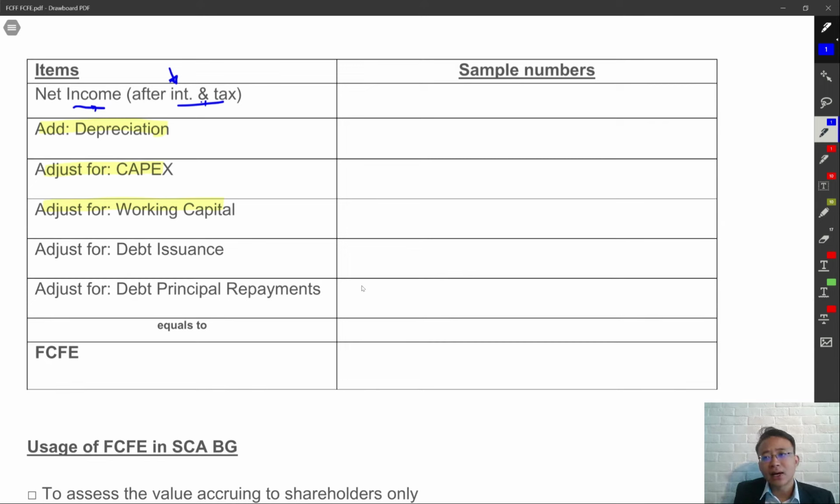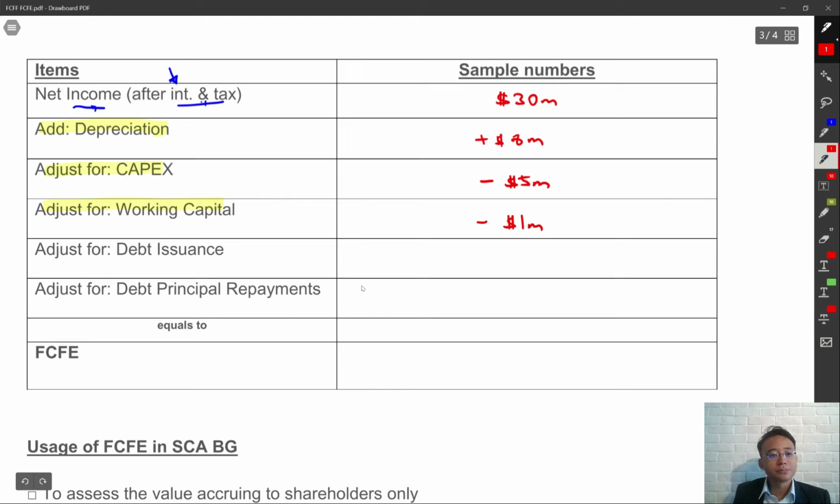So net income, let's assume some sample numbers. Let's assume $30 million is my net income after interest and tax. And next, I add back my depreciation. So this might be $8 million. Let's just put some random numbers. I adjust my capex. Here, let's assume the net figure is a net $5 million. We adjust for working capital. We can just use $1 million again, like before.